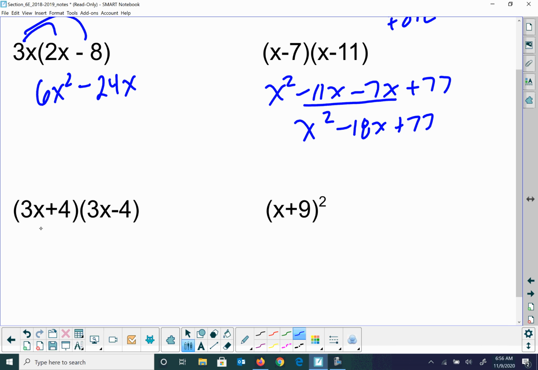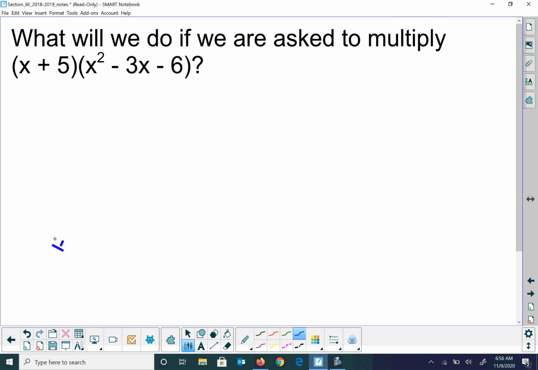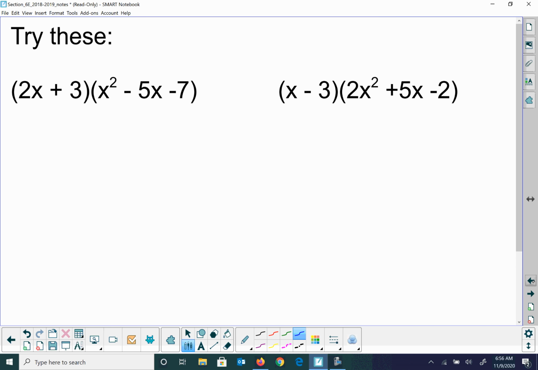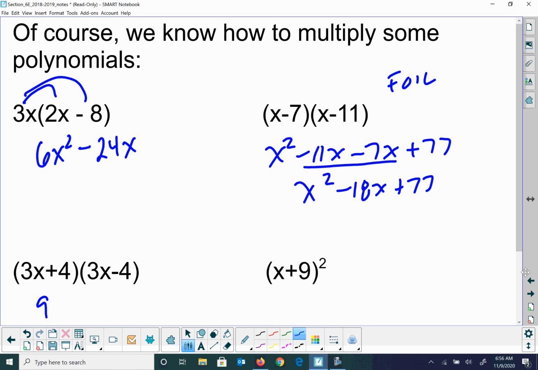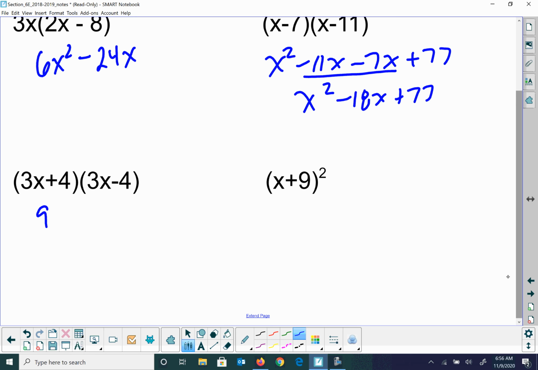Let's go ahead and FOIL this one. I'm going to get 9x squared, oops, I hit the wrong thing. So I'm going to get 9x squared plus 12x, or minus 12x. I should have made a minus right there. Sorry about that. Minus 16. My middle terms cancel out, so this is a difference of 2 squares.